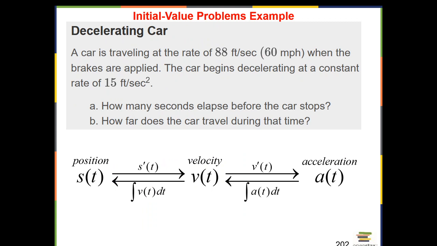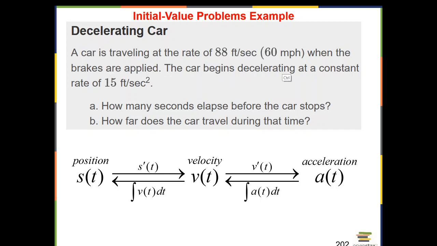So, decelerating car. A car is traveling at a rate of 88 feet per second, about 60 miles per hour. When the brakes are applied, the car begins decelerating at a constant rate of 15 feet per second squared. How many seconds elapse before the car stops? How far does the car travel during that time? Again, what we are given here is the velocity, 88 feet per second.